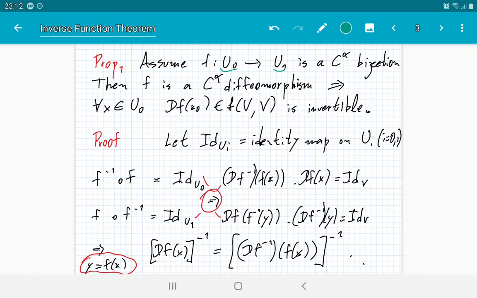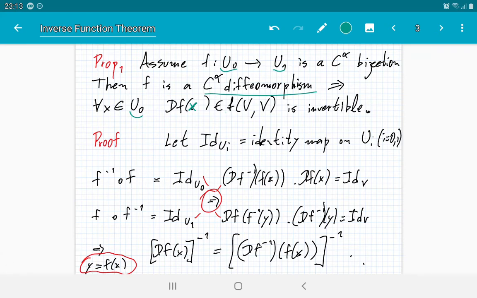But here's something that happens. If f is a C alpha diffeomorphism, that is, if the inverse also has continuous derivatives to order alpha, then for all x in my domain, the derivative of f at x is an invertible linear map from V to V. And actually, we're going to see that the inverse of this is related to the derivative of the inverse. Let me move on. Okay, how do we prove this?